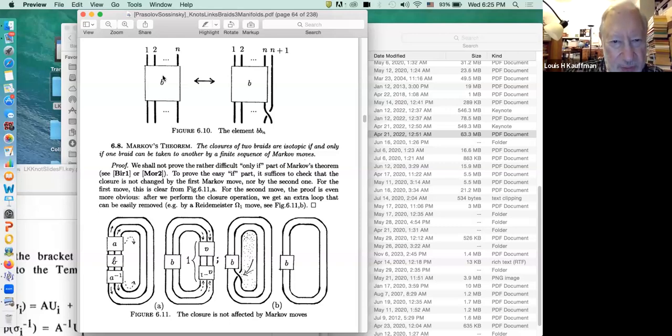So there is this beautiful theorem due to Markov, and it says that the closures of two braids are isotopic if and only if one braid can be taken to the other by a finite sequence of Markov moves. That's a Markov move, a stabilization, adding an extra braid generator, making one more strand. And of course, you're allowed to do equivalences of the braids as well.